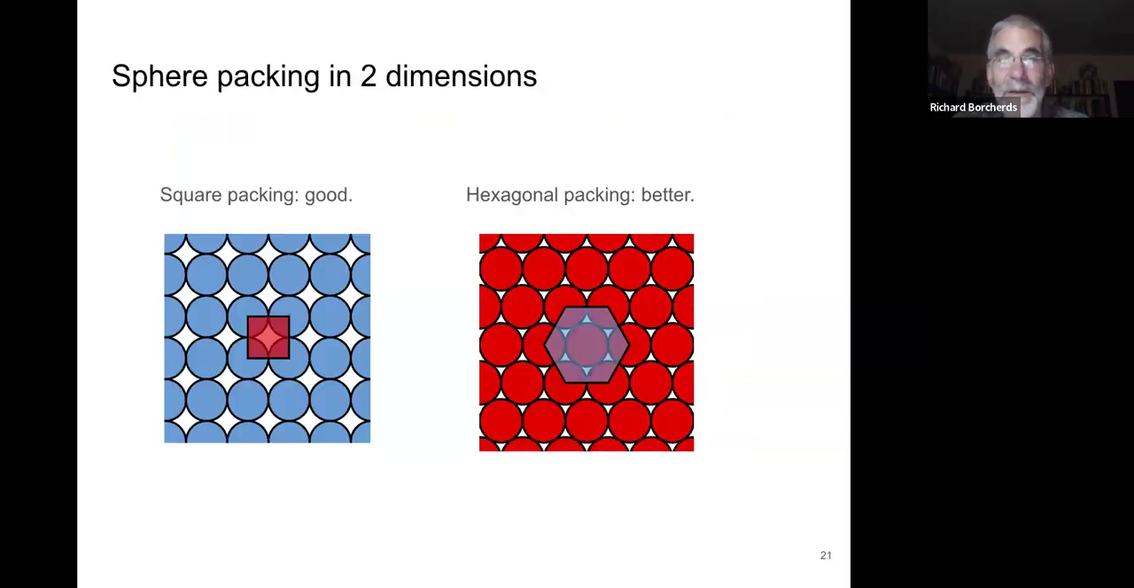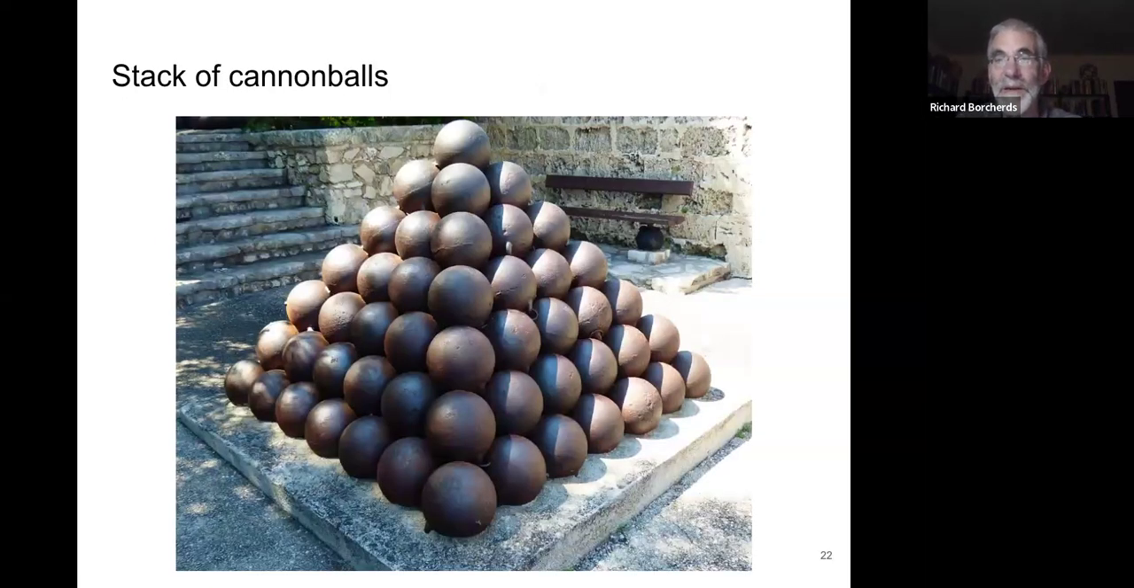And you can ask the same question in 3 dimensions. So how do you pack spheres in 3 dimensions? And this was actually a problem that was studied a few hundred years ago by the Navy, because the Navy wanted to take lots of cannonballs on its ships, and they wanted to pack as many cannonballs into as little space as possible, because the old sailing ships were really, really short of space.